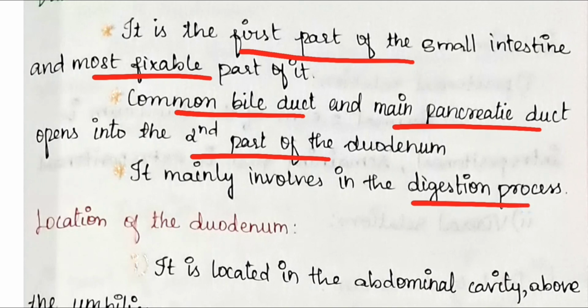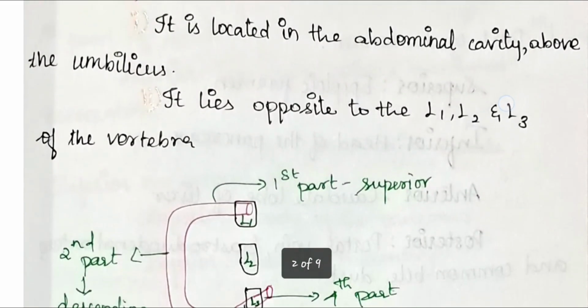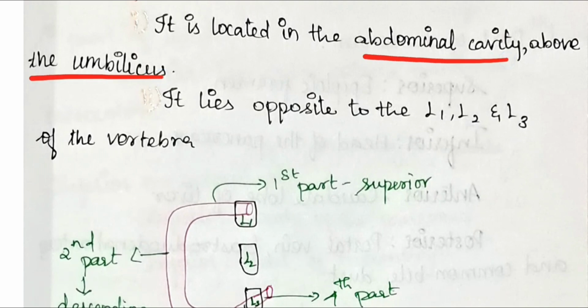So it is mainly involved in the digestion process. These are the main functions of the duodenum. Coming to the location of the duodenum: first, it is located above the umbilicus in the abdominal cavity. So first we have to speak about the abdominal region. This duodenum is present in the abdominal cavity just above the umbilicus. And coming to the vertebra, it lies opposite to L1, L2 and L3.